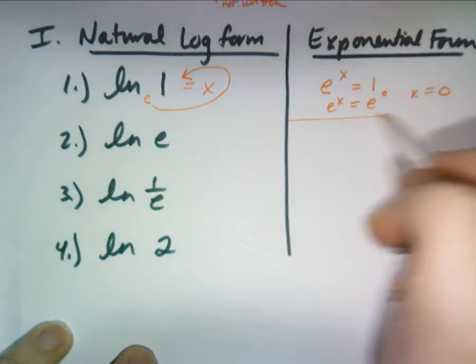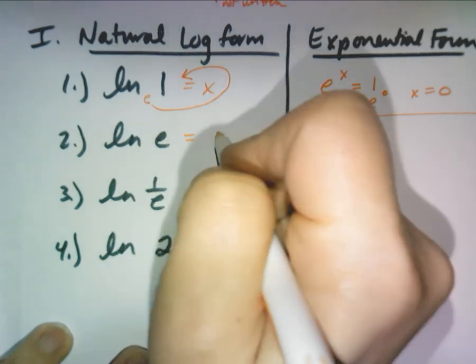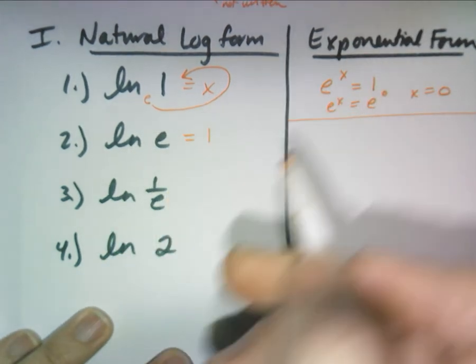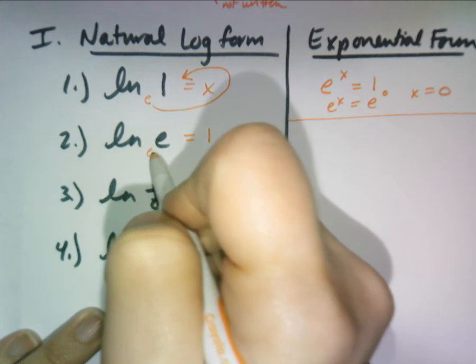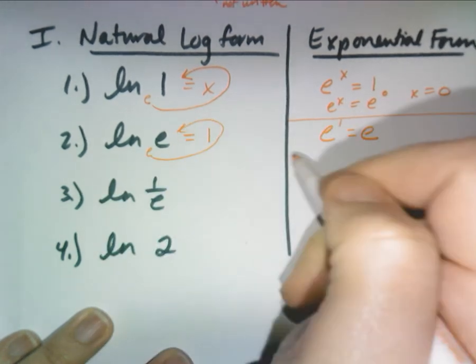Okay. What about ln e? Do you know what the answer to ln e is? 1. Very good. ln e is 1. And again, if you did the whole thing, e to the 1 makes e.